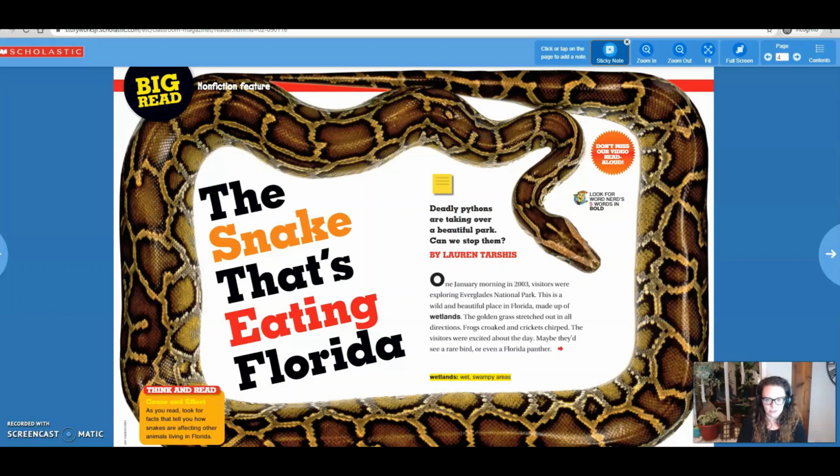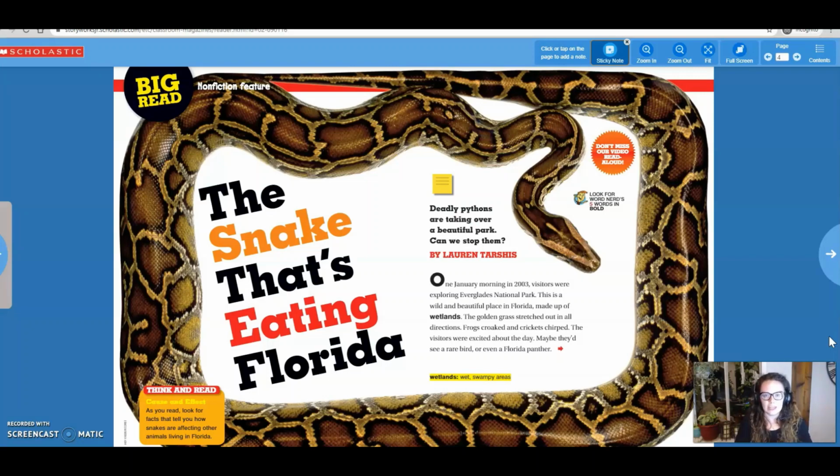Pythons are not native to Florida. They're not there. They don't belong there. We brought them there as pets. So I'm wondering if the author is going to tell us about how these animals that maybe are pets, maybe some escaped, I don't know, are hurting the natural environment of the Everglades. I think that that's what this text is mostly going to be about, based off of the text features I have looked at. Now, my thinking may change as I read.